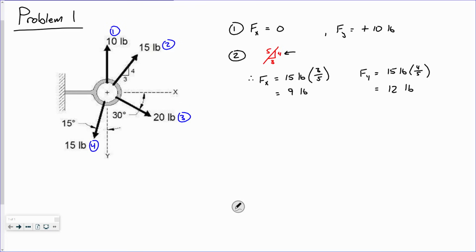All right, and I'm going to put a positive sign on each one of these to indicate that they're both positive. In other words, we'll say that positive y goes up, and positive x goes to the right. Okay. Force 3. Now, we were given an angle of 30 degrees? Now, that angle is being measured from the horizontal.